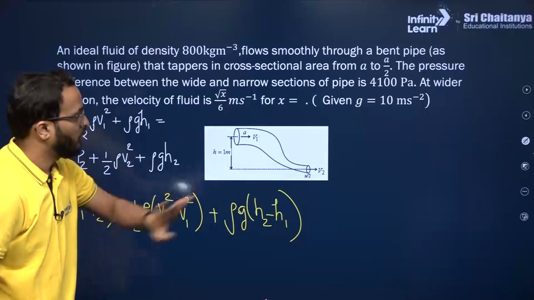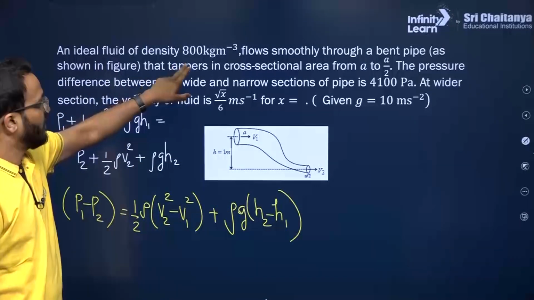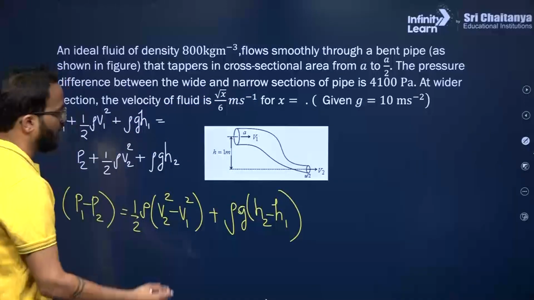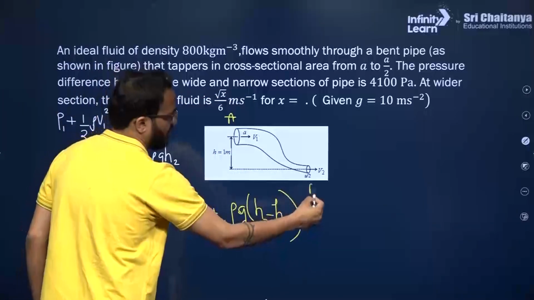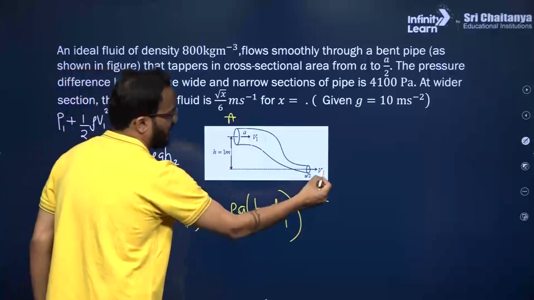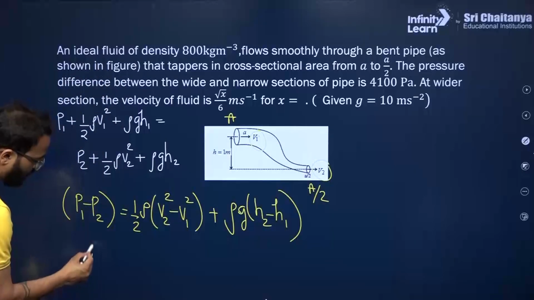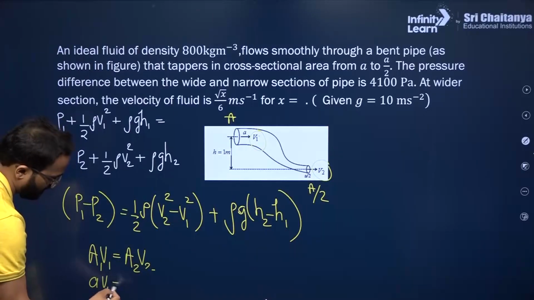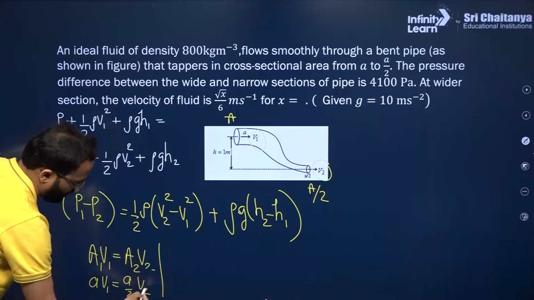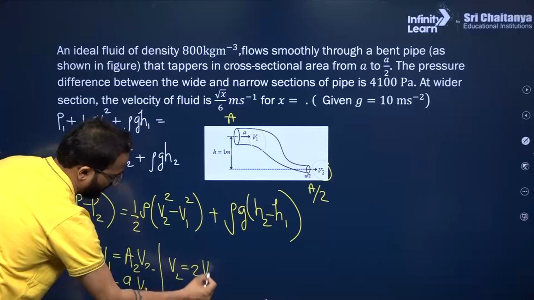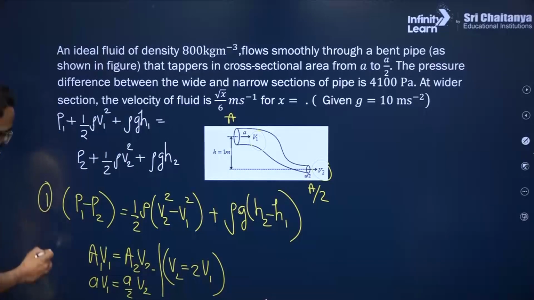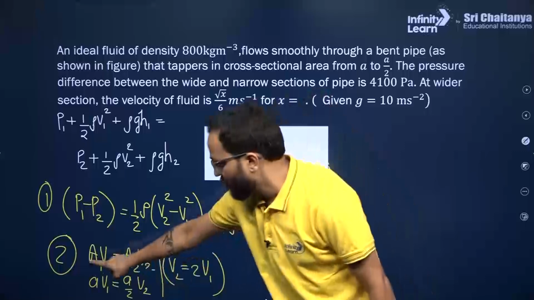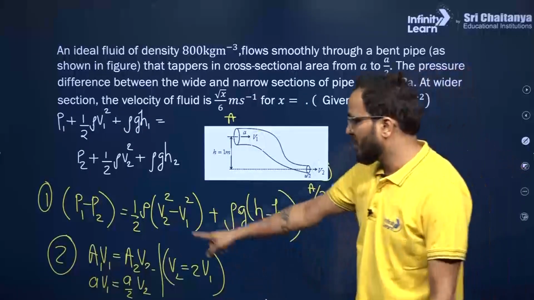P1 and P2, have they given anything? An ideal fluid of density this, okay, flows smoothly through a bent pipe as shown in the figure that tapers in cross sectional area from A to A by 2. Okay, so here the area is A and here the area becomes A by 2. So obviously the speed is V1 here, so it will become 2V1 here, right? We can also say A1 V1 is equals to A2 V2, equation of continuity. So A V1 is equals to A by 2 V2. So from here, can we say that V2 is nothing but 2V1? So we can use this equation also. So there are two equations, equation number 1 and equation number 2 that we can use. Can you see that? Equation number 1 from Bernoulli's equation, equation number 2 from equation of continuity. So V2 is 2V1. So we can write here 2V1.